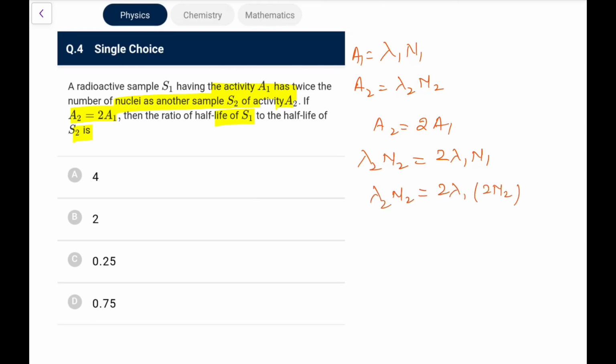Lambda 2 N2, N2 goes, so lambda 2 by lambda 1 is equal to 4. So the ratio of half-lives T1 by T2 is inverse to lambda, so that is lambda 2 by lambda 1, that would be 4 by 1. So going by this, it is option A that we will take.